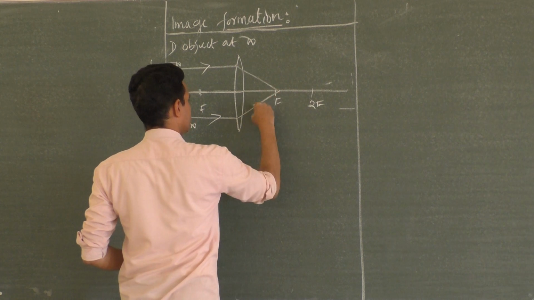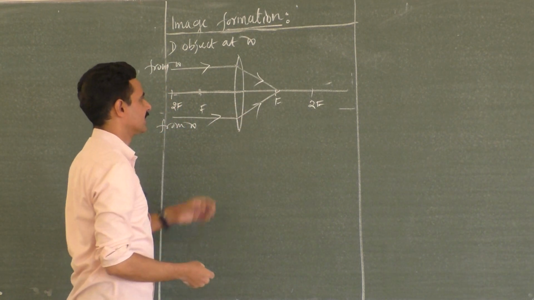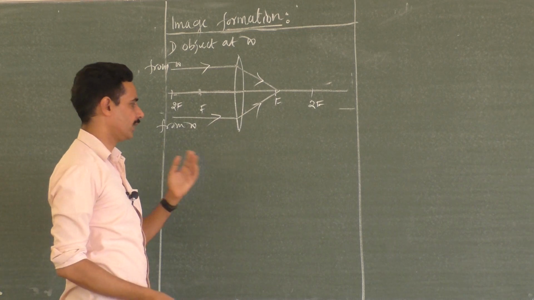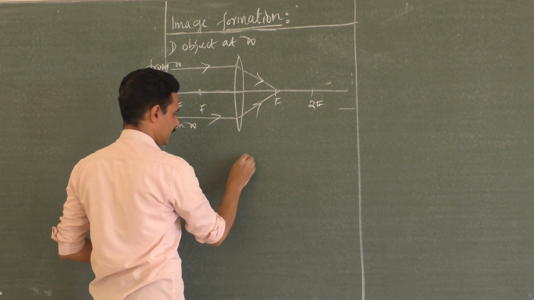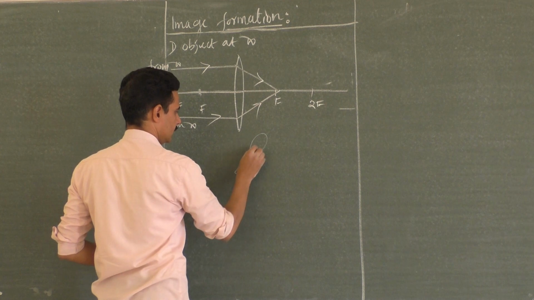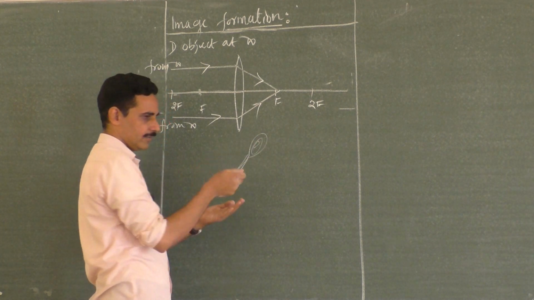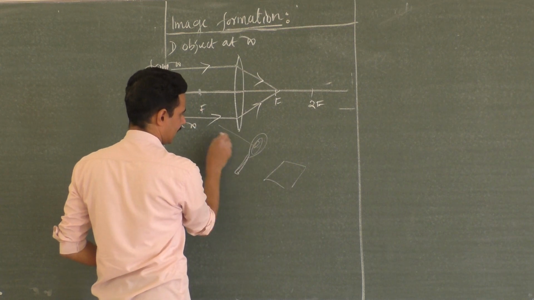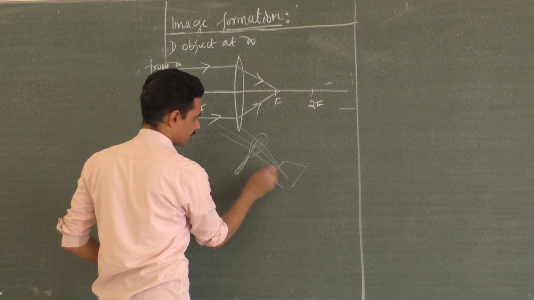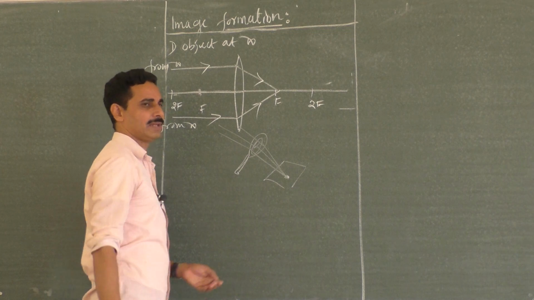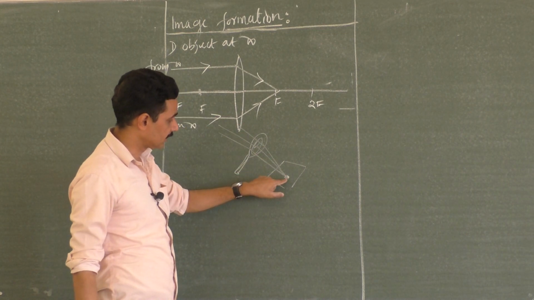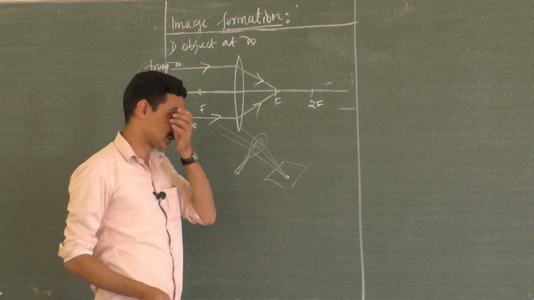So how do you describe this image? This image is highly diminished. It's a very, very small image. You might have done this experiment: you use a small convex lens, a magnifying lens, and hold a paper here, holding this against sunlight. All the sunlight gets focused onto the paper, and after some time the paper will start burning. All the radiation, when focused at a point, gets heated and starts burning.